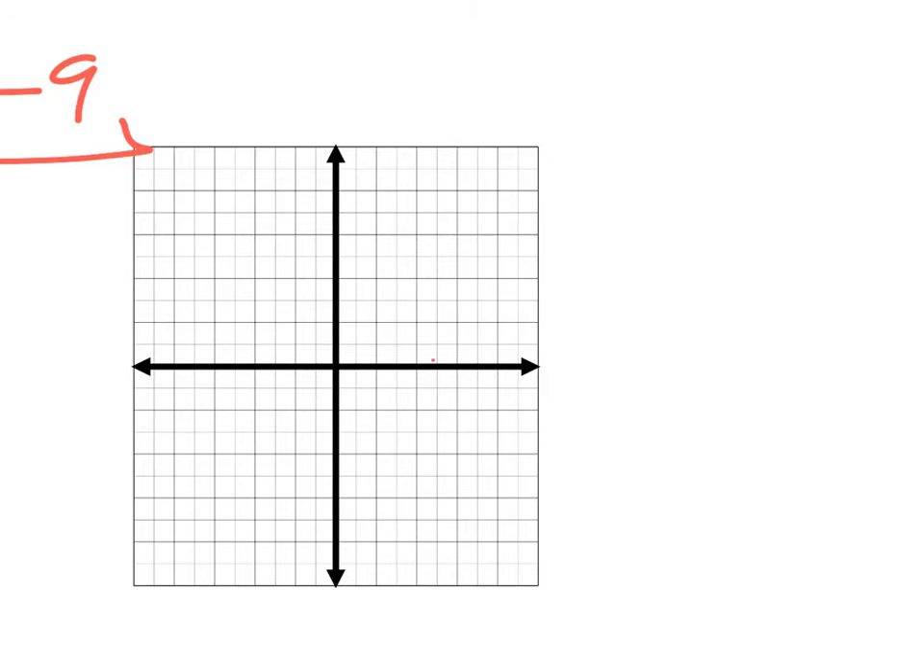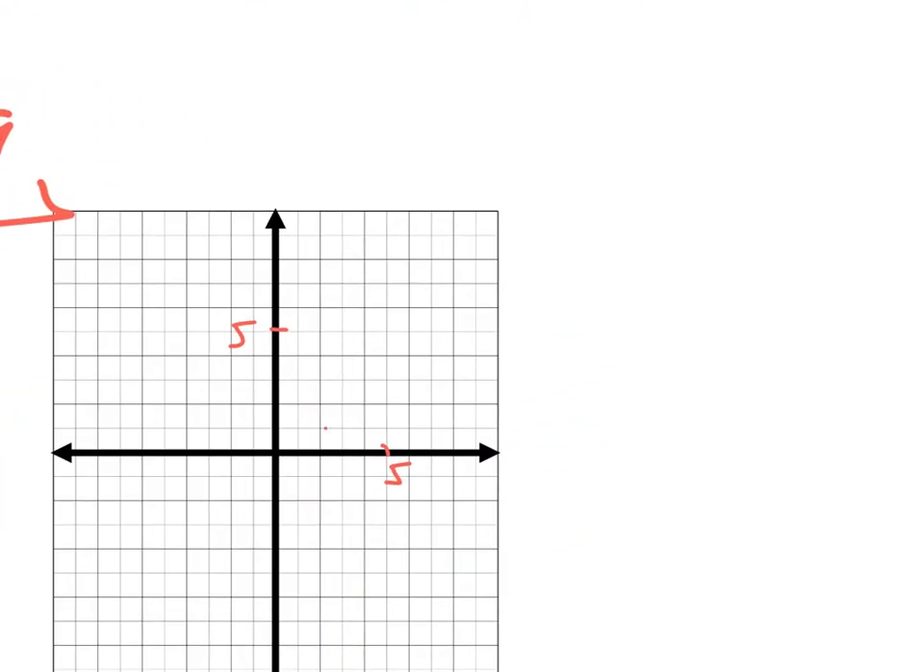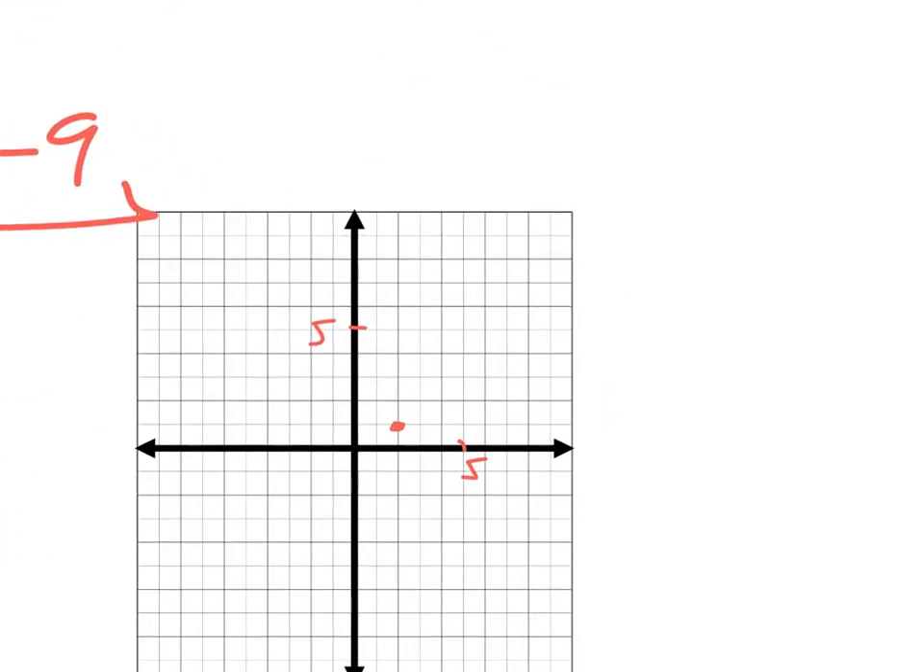So let's come over here. Let's call this 5, 1, 2, 3, 4, 5. We'll go by ones. Okay, so 2, positive 1. There's our vertex. And our a value is 2. So we're going to think about y equals 2x squared, but we're going to use this vertex here. So this is our vertex.